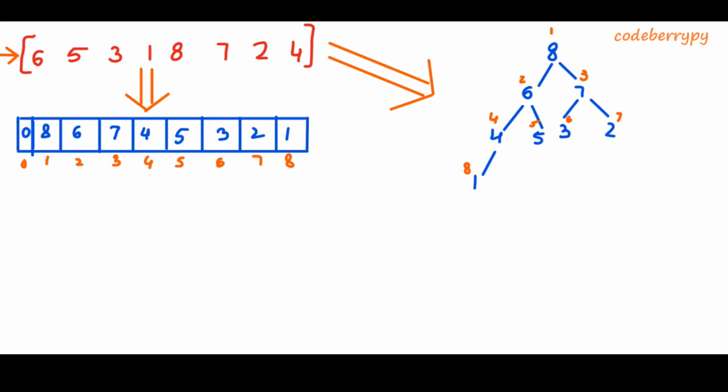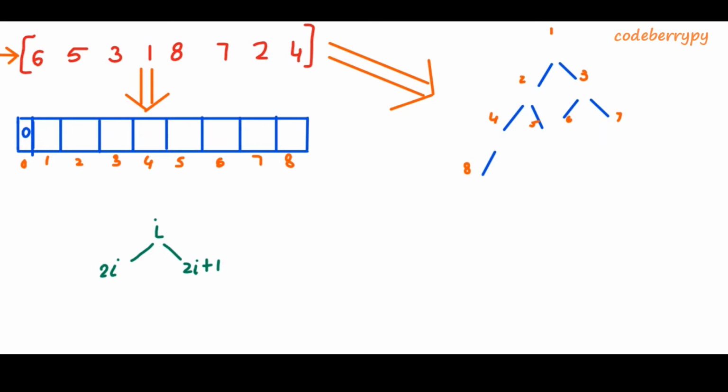Now remember that for a particular index i, its corresponding left child is 2i and its corresponding right child is 2i plus 1. If you see the first index, which contains the element 8, its left child is present at index 2i, that's 2, and its right child is present at index 2i plus 1, that is 3. Similarly, for index 2, its left child is 2 into 2, that is 4, and its right child is present at index 2 into 2 plus 1, that is 5. Similarly, you can also match up the other indexes. Now we're going to see how to do this from scratch.